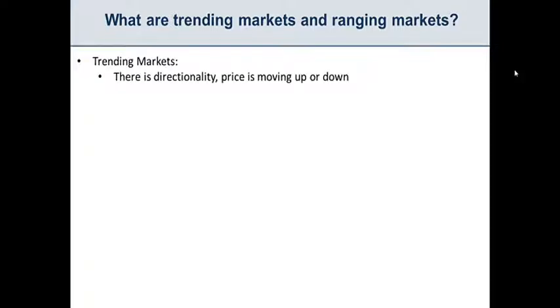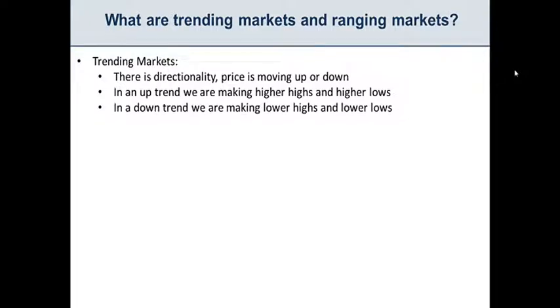So, a trending market, it's easy. There is directionality. Price is moving either up or down, okay? In an uptrend, we are making higher highs and higher lows. And in a downtrend, we are making lower highs and lower lows. This is easy, and I think that everyone that is watching this course already knows this.